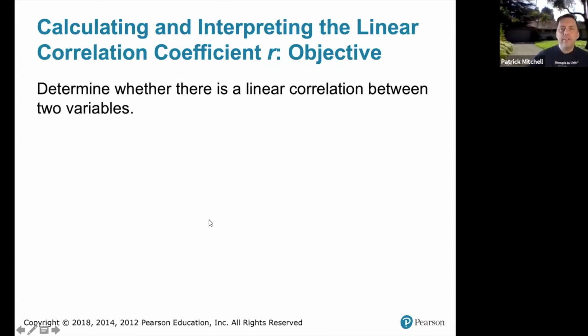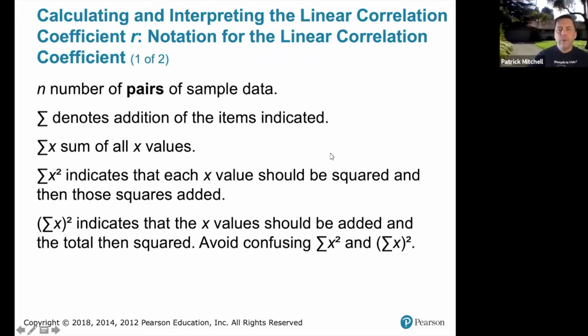All right, so the objective in this part of this section is to determine whether there is a linear correlation between two variables. All right, so we've got a formula coming up here. This is going to remind you a little bit of your formula to find standard deviation. So remember that N, in this case, would be the number of pairs of sample data.